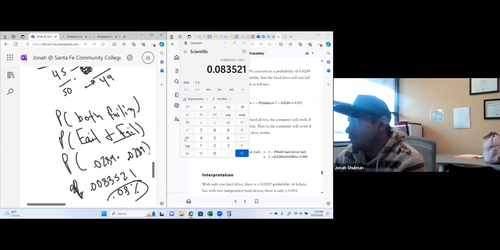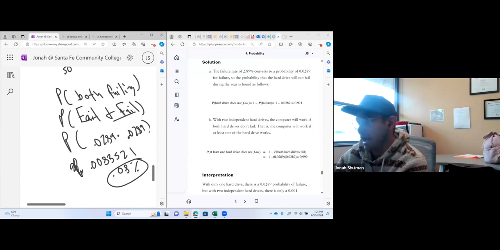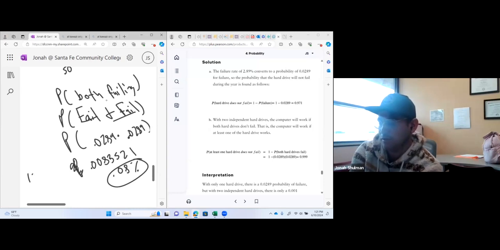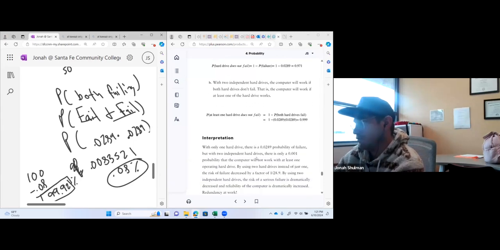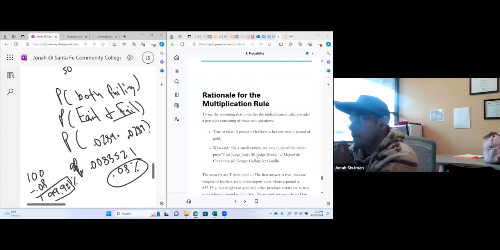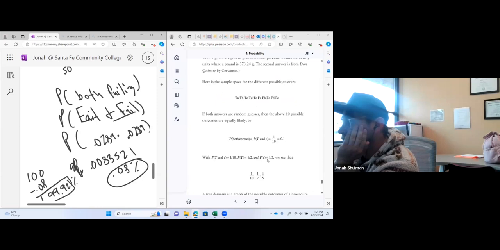All right. Now they're saying we want it not to fail. At least one does not fail, right? That means the opposite of both failing. So what is 100 minus 0.08? It's 99.92%. That's what they have, 99.9%. That's how they got at least one does not fail. I don't need the rationale. I feel like I've done enough of these.